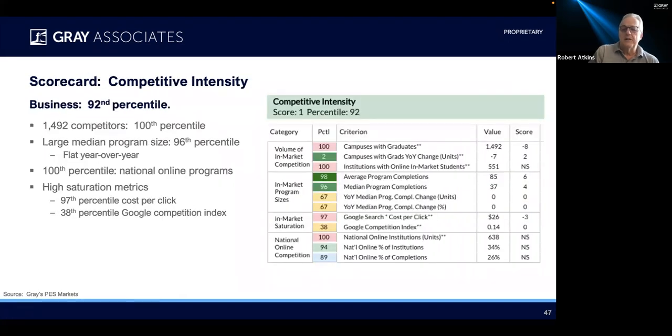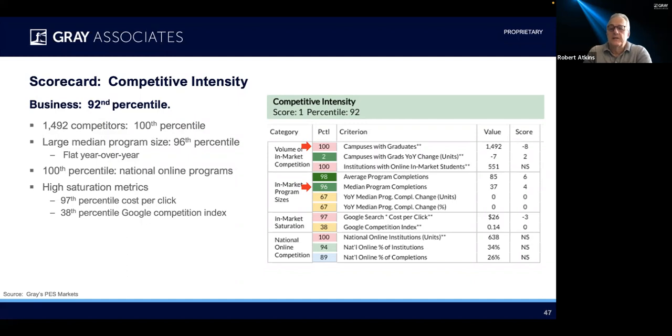Competitive intensity. Now we get to some interesting and less wonderful statistics. Highest number of campuses graduates, not surprisingly, almost everybody has a business program. Median program size, however, is very large. So even though there are a lot of people offering it, you can still fill a classroom. The median school has 37 people graduating every year in this program.